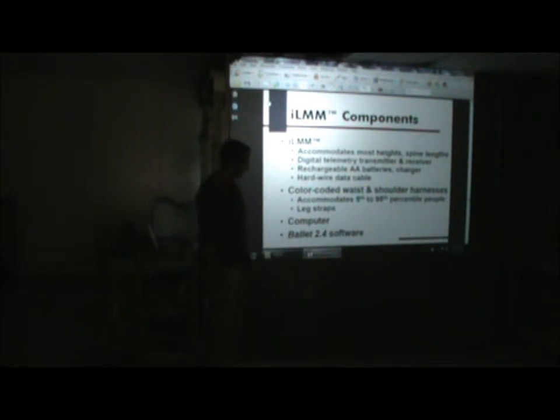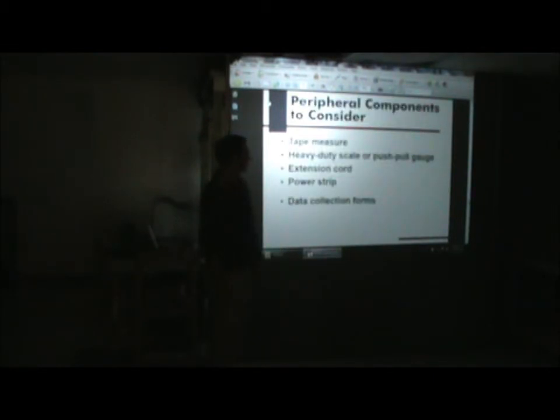And then the software is Ballet 2.4, which I'll show you. Some other peripheral components to consider if you're actually going out and collecting the data to input into this. Need a tape measure to collect what? Possibly.